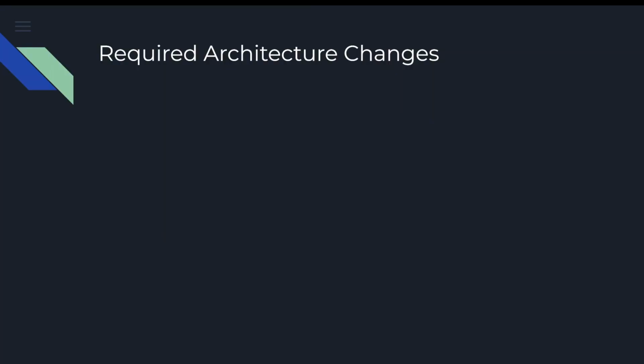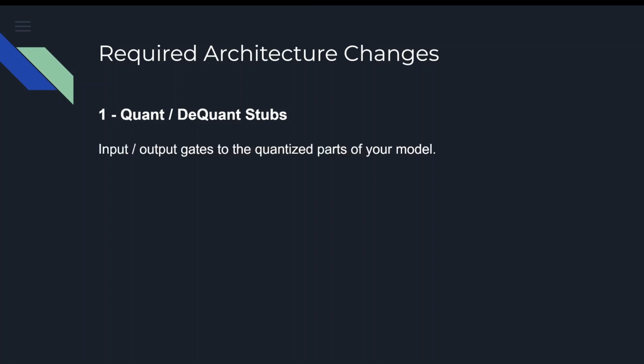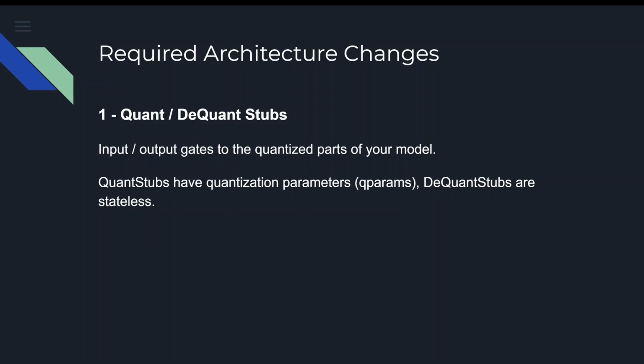Cool, so what are the required architecture changes if we want to take a floating point model and make it into an int8 model? Well, the first thing we're going to need is QuantStubs and DeQuantStubs. These are pretty simple. They are just like the input and output gates to the quantized parts of your model. Let's say that your entire model is quantized, then you just have a QuantStub at the beginning of your model and a DeQuantStub at the end of your module.